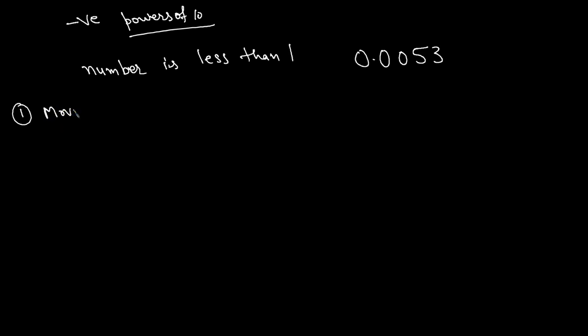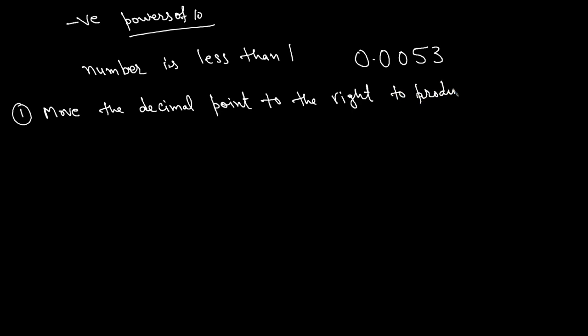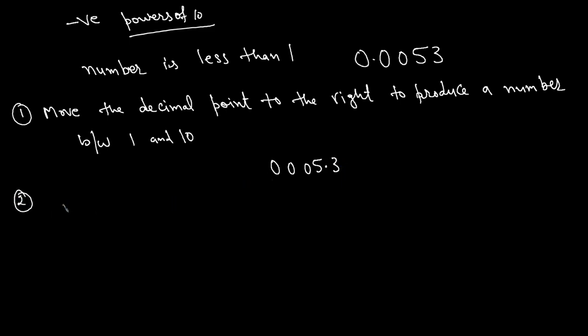Let me write it down. Move the decimal point to the right to produce a number between 1 and 10. Right? So I'm gonna move the decimal here. So if I put decimal over here, it will be between 1 and 10. So it's basically 0, 0, 0, 5.3.